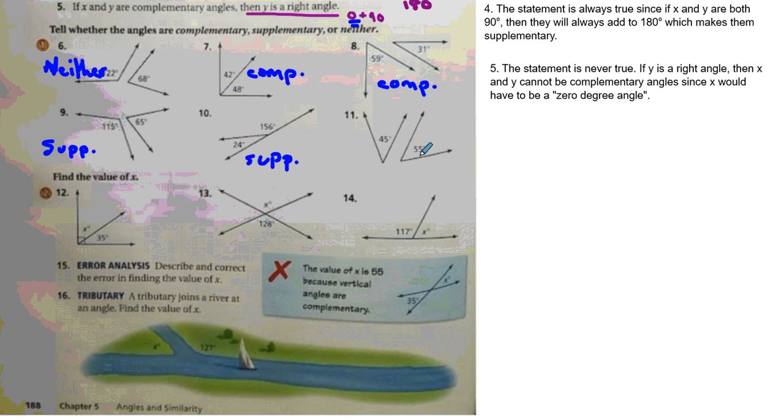All right, and then these two, it looks visually like this might fit in there and make a 90-degree angle, but if you add these together, you get 100 degrees, so that is neither complementary nor supplementary.